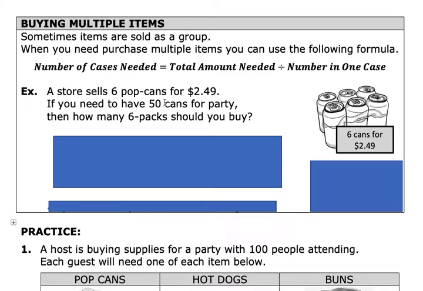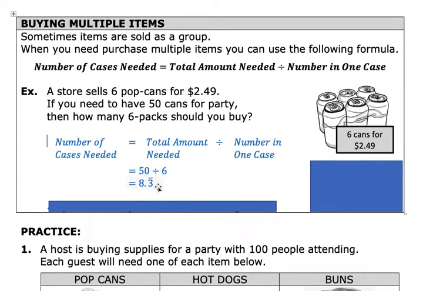We need 50 total, divided by the number in one case. Well, there's 6 in one case. So divide 50 by 6 using our formula, and we get the value 8.3 repeated. So it looks like we need 8 whole cases, but this is a remainder. We need more than 8 cases. And let's just think for a second what that means.